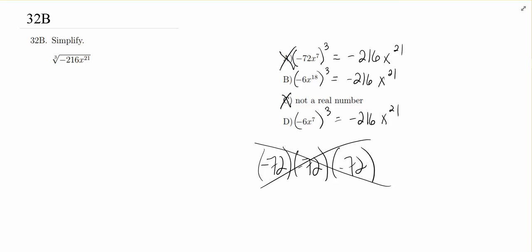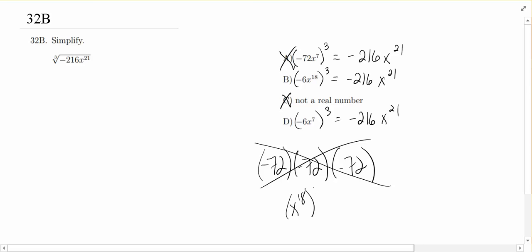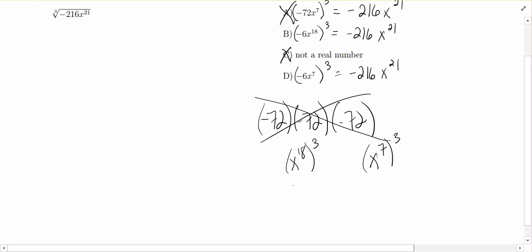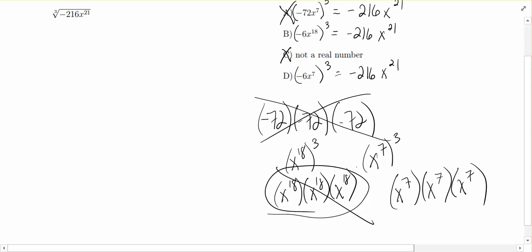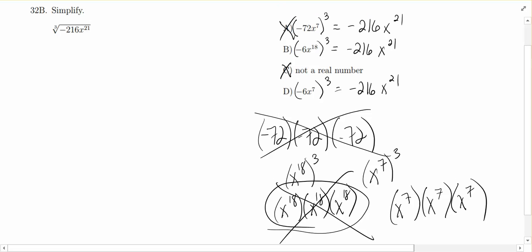Here we have to remember that when you raise a power to a power, you multiply the powers. So we're comparing x to the 18th cubed to x to the 7th cubed. Again, if we write out the cube, which of these is going to get me 21? Obviously this one's not going to get you 21, because there's no way to get 21 with a bunch of 18s. So that one doesn't make sense either, and our answer is D.